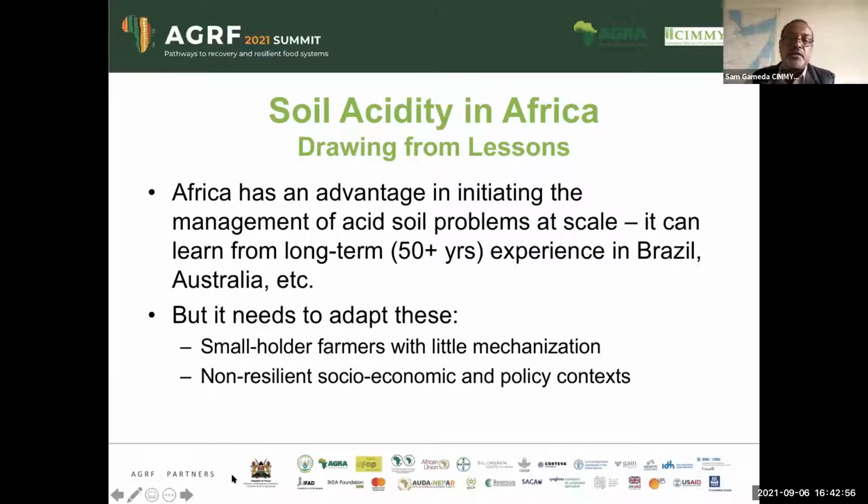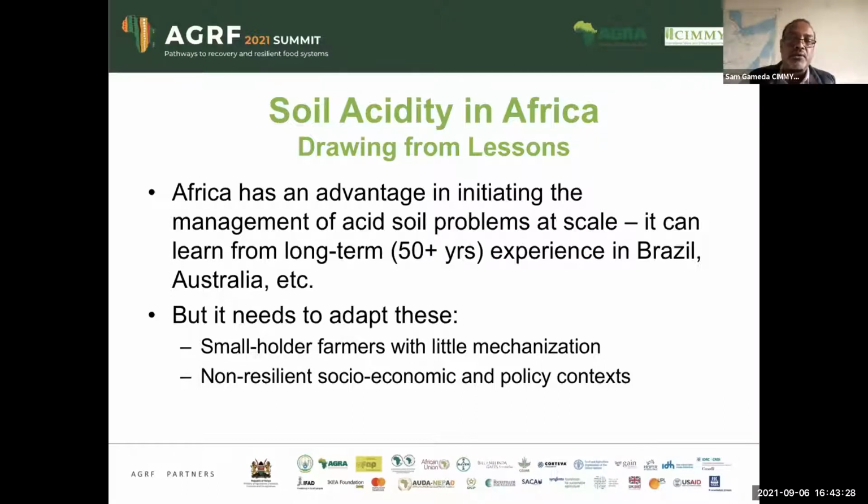Yes, this one. So one of the advantages that we have is we don't have to start from scratch. The soil acidity problem has been addressed in substantive ways and at scale in, for example, countries like Brazil, where they have 50 plus years of experience. And I think we're all aware of how well they've done in the Cerrado, for example, making it a breadbasket from something that was not productive at all. Australia also has similar experiences.